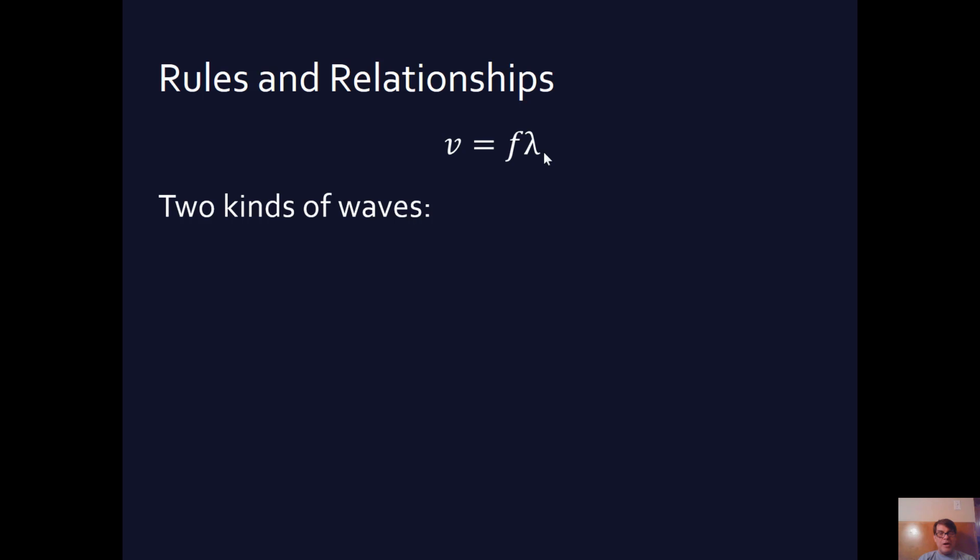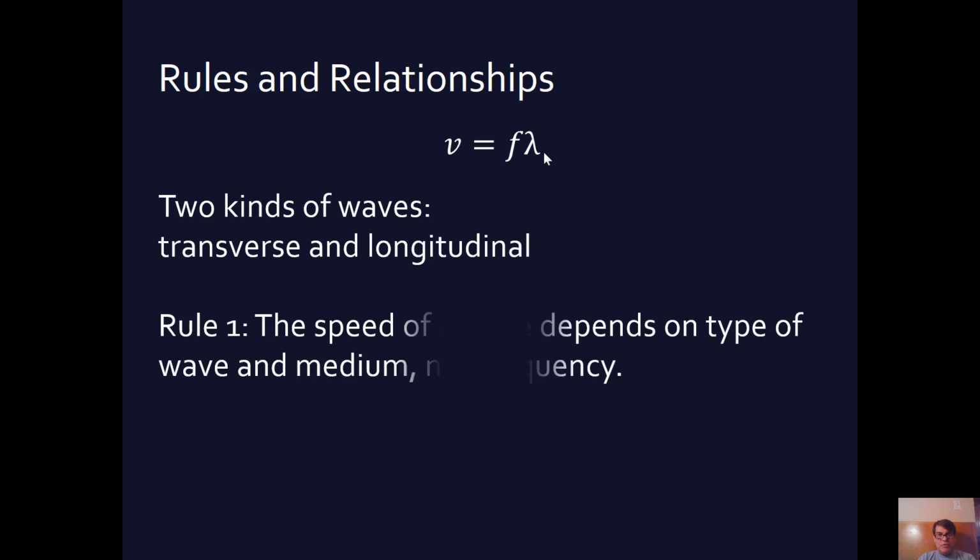So there are two kinds of waves. There are transverse waves and longitudinal waves. Transverse waves are up and down waves. Longitudinal waves are rarefaction and stretched out, accordion-like waves, as it were. So sound is a longitudinal wave, but a sea wave is a transverse wave.